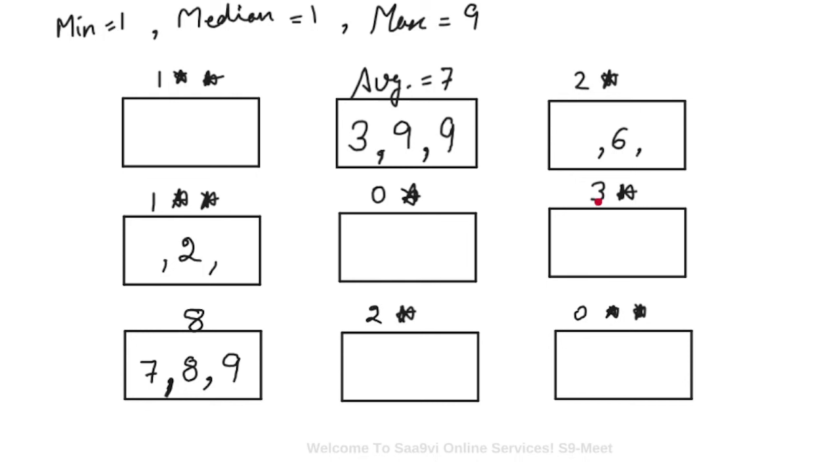Now here again, we have all the 3 numbers have to be greater than 5 and one condition has to be fulfilled. That means maximum 9 has to be fulfilled here for sure, because minimum 1, median 1 is not possible. So maximum has to be 9 here, that's for sure.